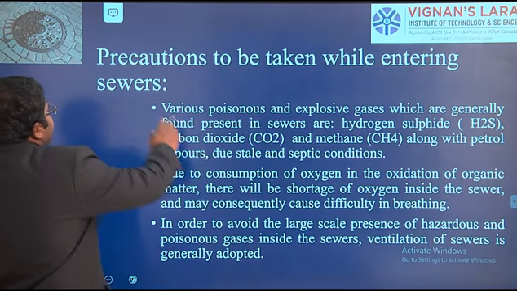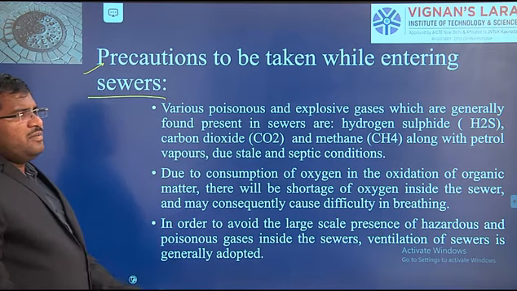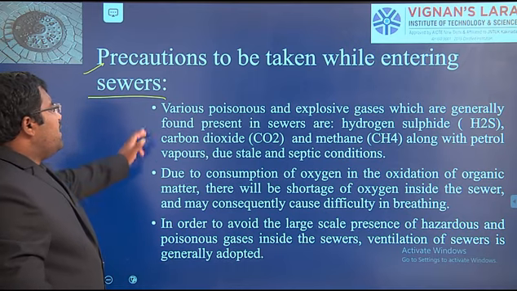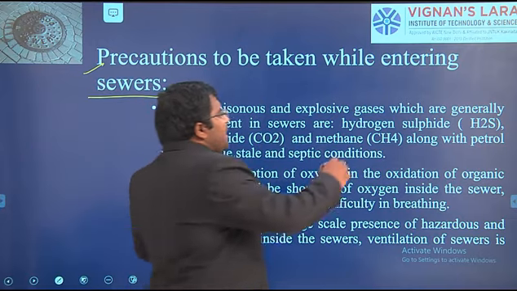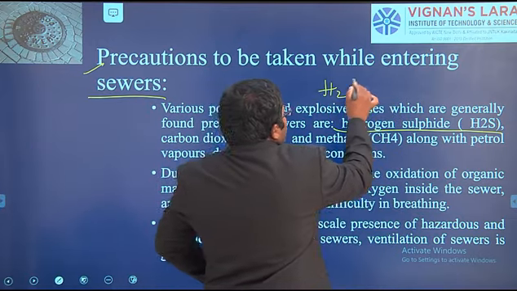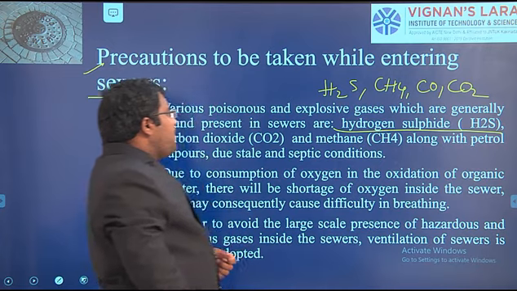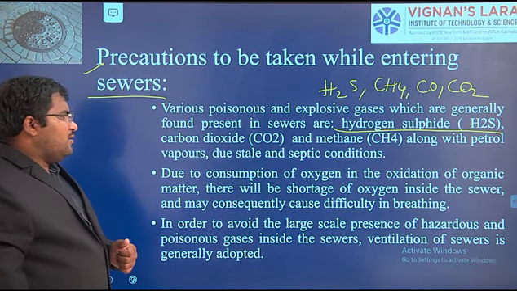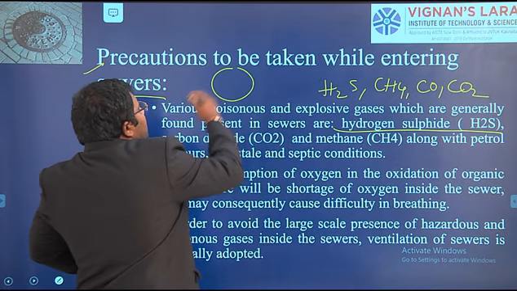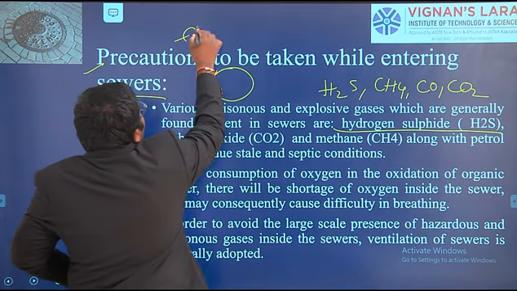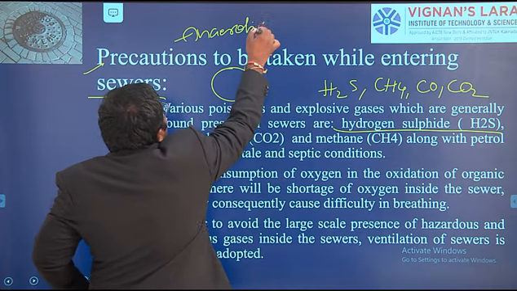Next we are going to see what are the precautions to be taken while entering the sewer. So if you are entering into the sewer, what type of precautions you have to take, right? Various poisonous and explosive gases which are generally found in the sewers are, what are the gases I already told? H2S, then methane, then carbon dioxide, carbon monoxide, right? So all types of gases will be there. Okay. Why are these released? Why are these present now? Whenever the sewer pipelines are in closed condition, we told that there are prevailing anaerobic conditions. We have two types of conditions, that is aerobic, another one is anaerobic.